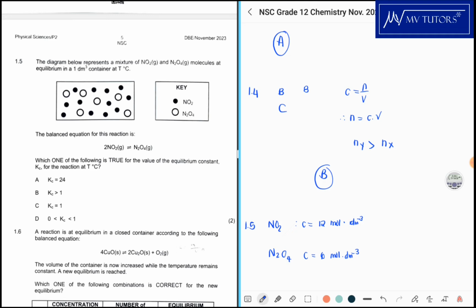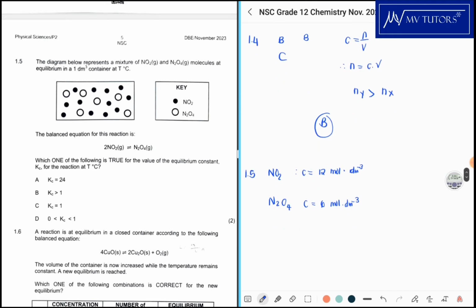Now they're saying the balanced equation for the reaction is that. So we have 2 moles of your nitrogen dioxide on the reactant side. On the product side, you have 1 mole there. That makes sense. You have double that of nitrogen dioxide as opposed to dinitrogen tetraoxide. Now it says which one of the following is true for the value of the equilibrium constant Kc for the reaction at T degrees Celsius.